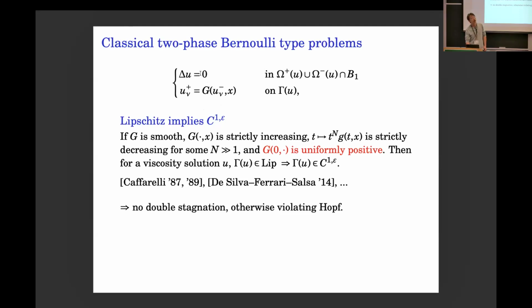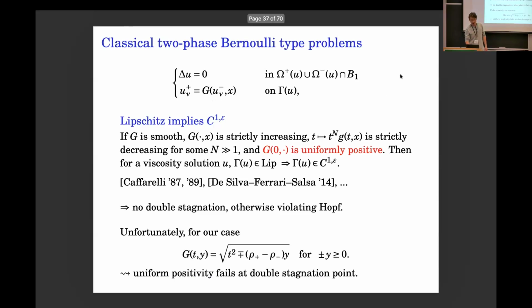So you have a harmonic function in the domain where it doesn't change sign, and then you have a transmission condition. And there is a very nice regularity theory there. Basically it says you can have the boundary being C^{1,alpha}, which for us is nice. If it's C^{1,alpha}, there's no double stagnation. So for a while we thought, okay, this should do it. But then after we dug a little more into it, there is a condition on this function G, which says that, among many others, G at 0 has to be uniformly positive.